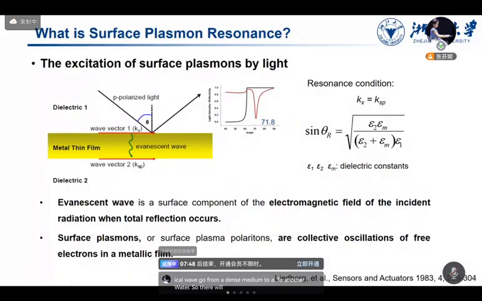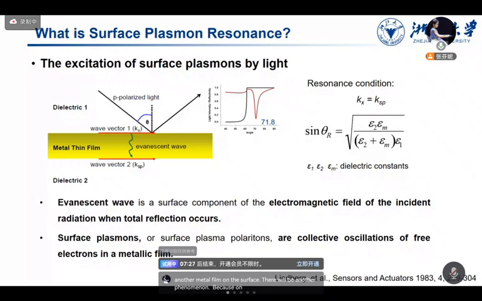There will be reflection light. If we keep increasing the angles, what will we see? We will see the total internal reflection light. This is the basic. But if we put another metal film on the surface, there will be another effect.